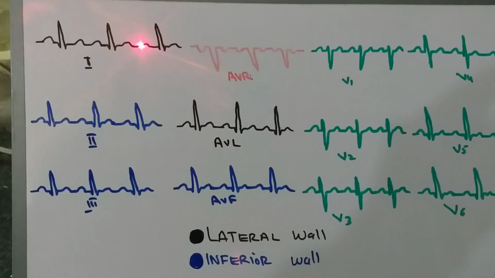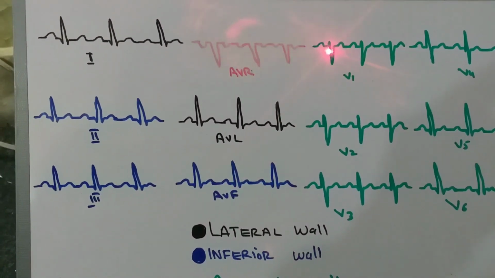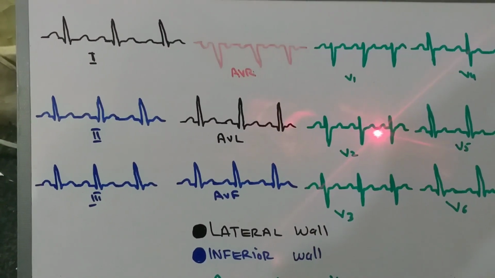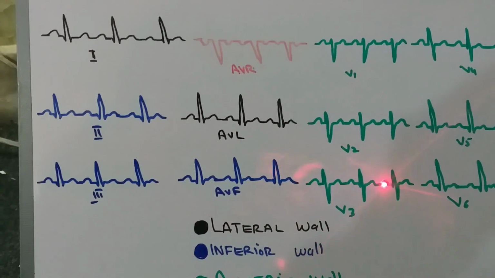Limb leads all have positive deflections except AVR, and in chest leads, as we move from V1 to V6, R keeps becoming larger and S keeps becoming smaller. It's a separate topic.